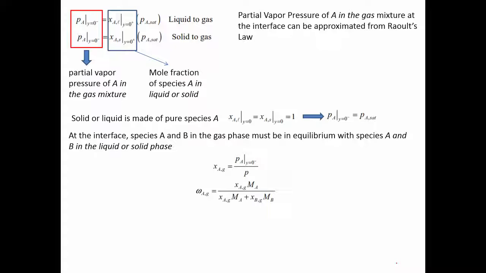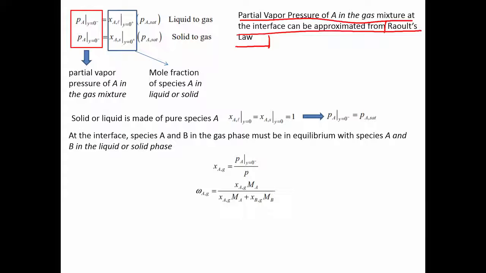Now, the other question that you might want to ask: we already saw that with curvature there was a depression of the vapor pressure, of the saturation pressure, that we did in the last lecture. Now, the question one would like to ask is, when you have these liquid to gas or solid to gas transitions, the partial pressure of water vapor in the gas mixture at the interface is usually given by something called Raoult's law.